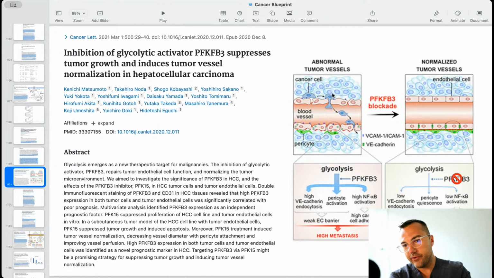the activation of new blood vessels for tumors. So therefore, if you have out of control expression of it, it would lead to a poor prognosis. That makes a lot of sense. Multivariate analysis identified that PFKFB3 expression is an independent prognostic factor.